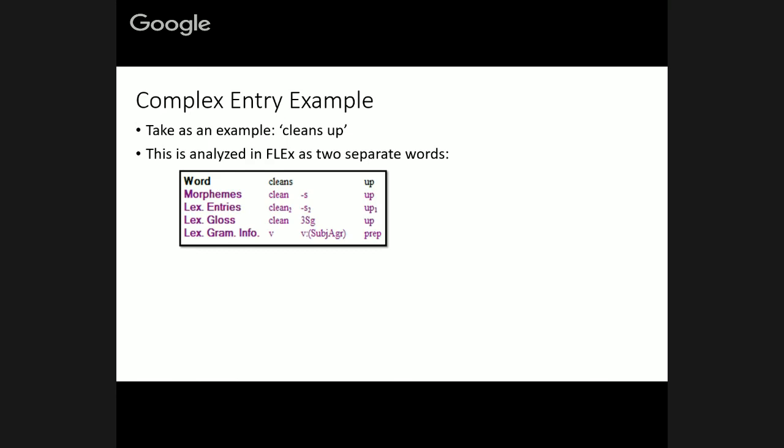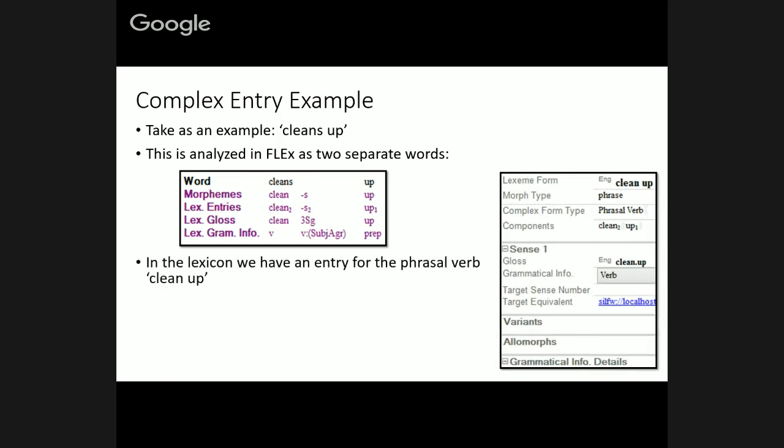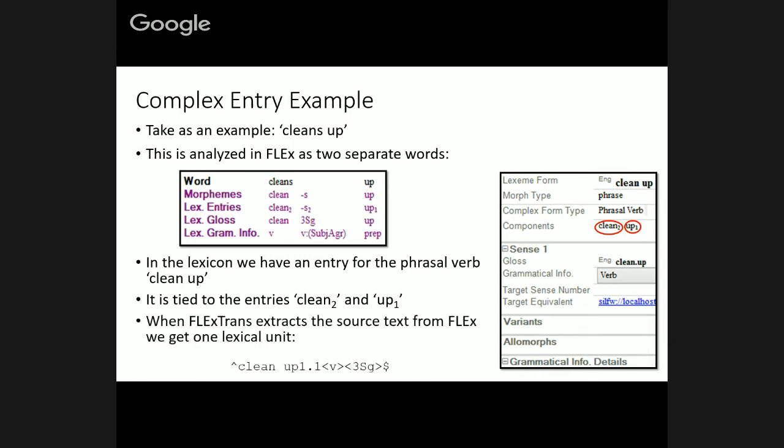So in Flex, it's separated as two words, cleans and up. Clean up as an entry has its own place in the lexicon, and it has two components, clean and up. And so when these two words come together, FLEXTrans knows that what should be put out is one unit and calls it clean up 1.1. So this all comes out of the structure that you have in Flex, which makes this possible.